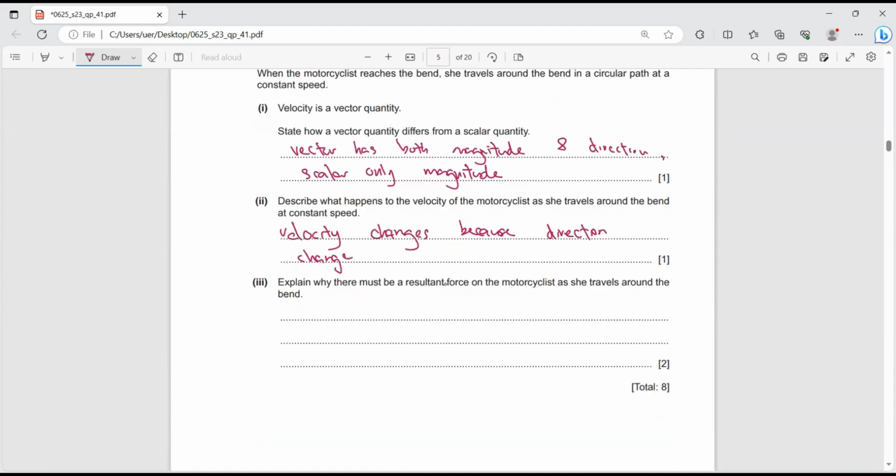Explain why there must be a resultant force on the motorcyclist as she travels around the bend. This is the centripetal force towards the center. So why do you need a resultant force? Because you need a force to help the motorcyclist stay on track and change direction. You need the friction to change direction. That's why you need a resultant force.